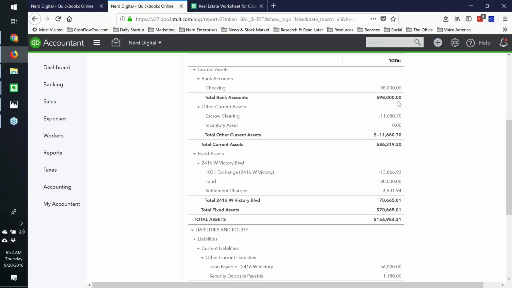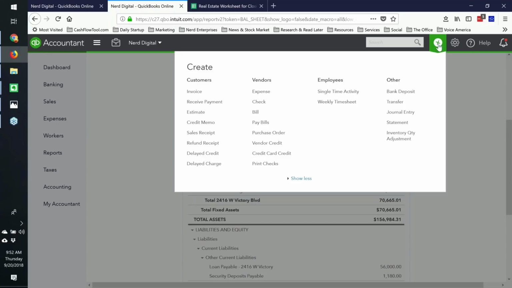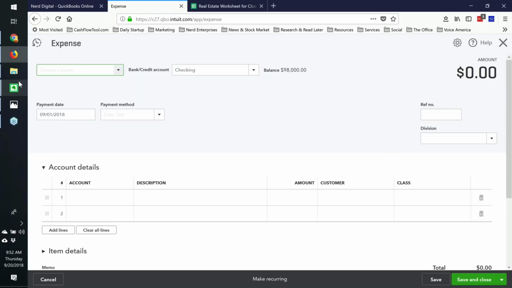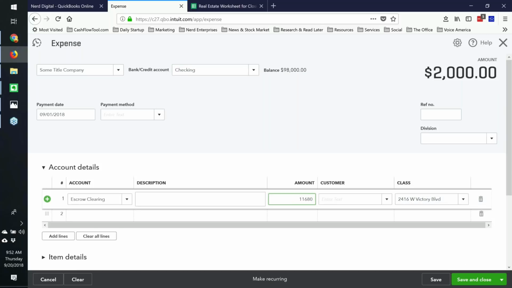Okay. So the next thing is we need to deal with the payment to escrow that the buyer would have made probably on the same day or right around it. So again, that's a simple expense, because usually it's wired. It's not usually going to be a check in this day and age. The payee again is going to be some title company. The date would be 9/1, and this time it's for the $11,680.70. And again, I'm going to keep the class and I'm going to keep the customer.